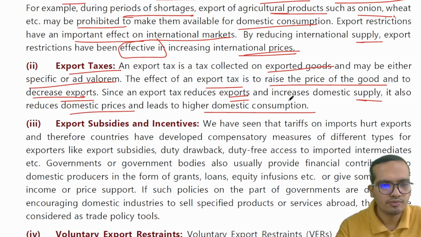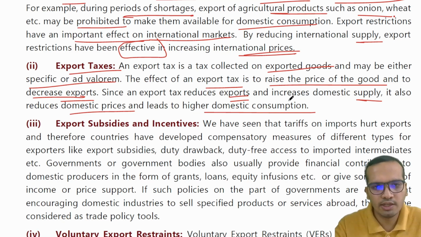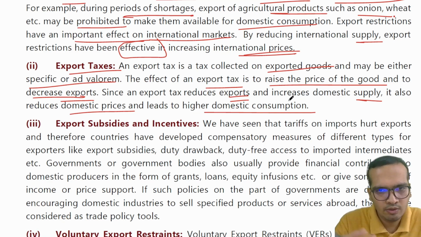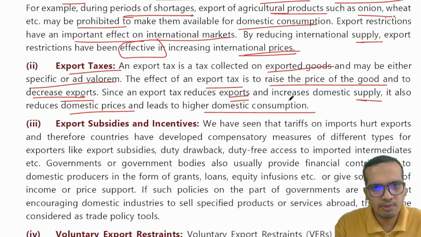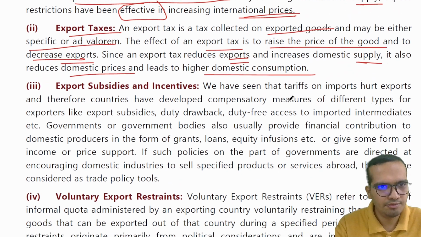Since the export tax reduces the export and increases domestic supply, it also reduces domestic price and leads to higher domestic consumption. ज़्यादा टैक्स बढ़ाए तो फिर वो एक्सपोर्ट ही नहीं करेगा, वो डिस्करेज हो जाएगा जो भी सप्लायर है, एक्सपोर्टर है, फिर वो एक्सपोर्टर क्या करेगा, डोमेस्टिकली सेल करेगा, डोमेस्टिक के लिए फिर उसका प्राइस भी कम रहेगा, उसके कारण मार्केट में सप्लाई बढ़ जाएगा और कंजम्पशन भी बढ़ेगा.